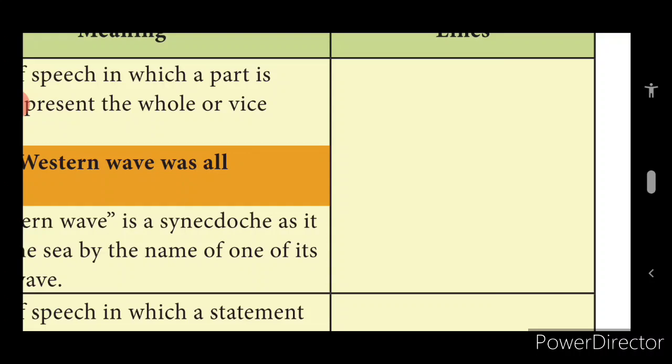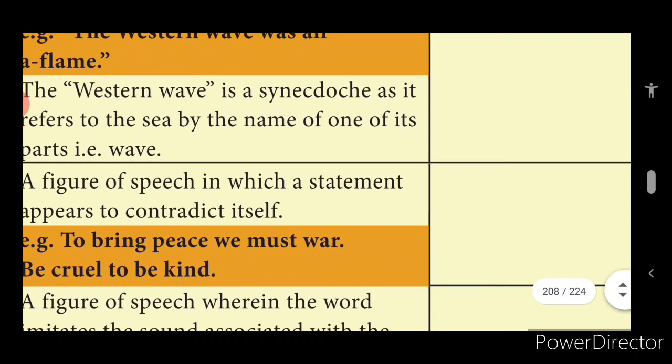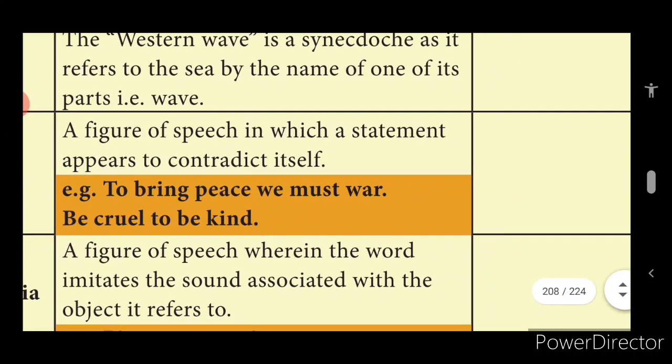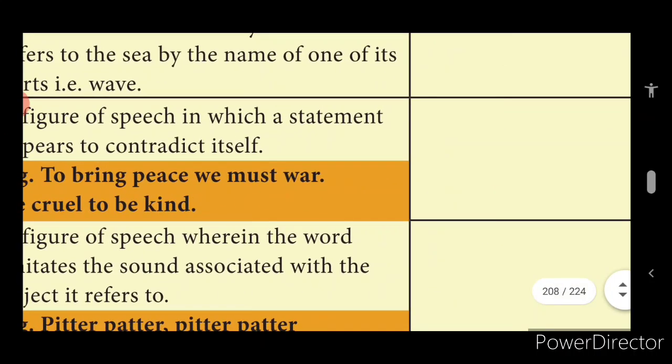Okay, now paradox. What's paradox? A figure of speech in which a statement appears to contradict itself. Okay, see contradict. Now see here the words cruel and kind contradict, words like opposites, cruel and kind. What is the line here? Light flickers on and off. Okay, light flickers on and off. On and off, it's an opposite word.